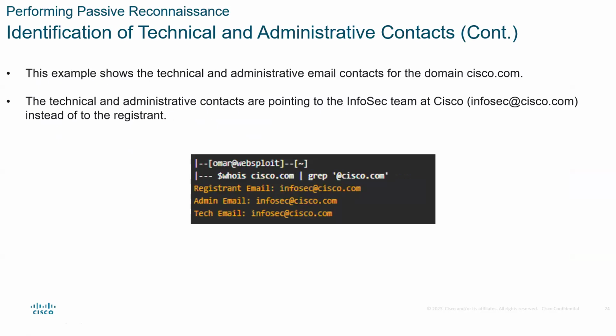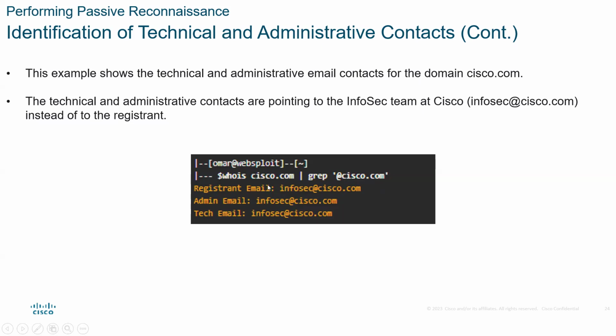Now, in this particular case, this is for Cisco.com. Of course, Cisco can afford to make this available because this domain is theirs. This example shows the technical and administrative email contact for the domain Cisco.com. If we do a whois for Cisco.com, using grep to narrow it down, you have the registrant as infosec@cisco.com. This information is all out there. The email address is infosec@cisco.com, and the technical email is infosec@cisco.com.